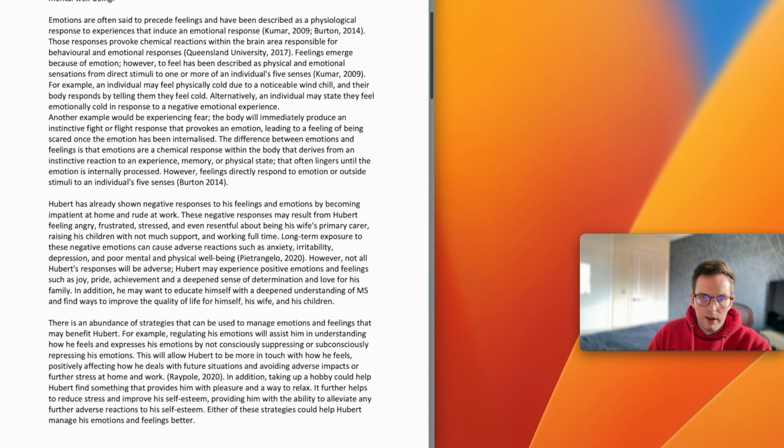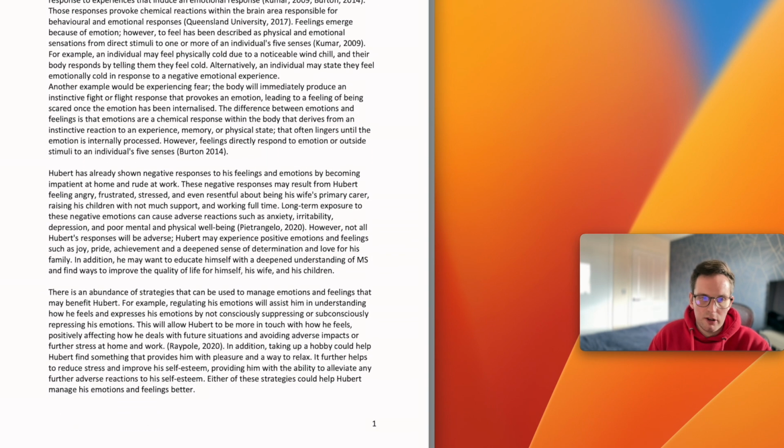Hubert has already shown negative responses to his feelings and emotions by becoming impatient at work and rude at home. These negative responses may result from Hubert feeling angry, frustrated, stressed, and even resentful about being his wife's primary carer, raising his children with not much support and working full-time. Long-term exposure to these negative emotions can cause adverse reactions such as anxiety, irritability, depression, and poor mental and physical well-being.